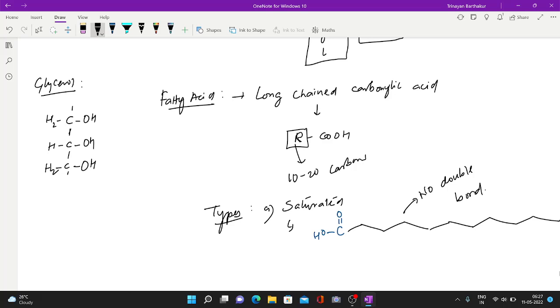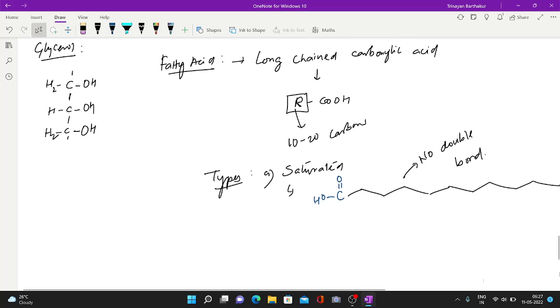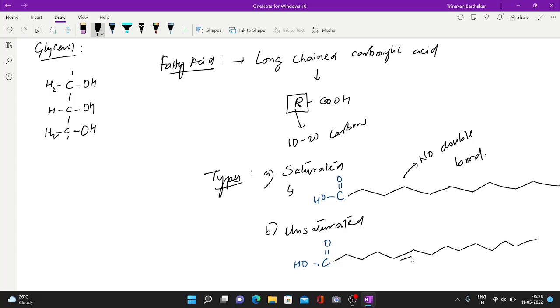If by any chance the R group has a double bond, then this is known as unsaturated fatty acid. In an unsaturated fatty acid, you have a carboxylic group, and along with it an R group, and this R group will contain a double bond somewhere, wherever it may be. So these are the 2 types of fatty acids that you'll see.